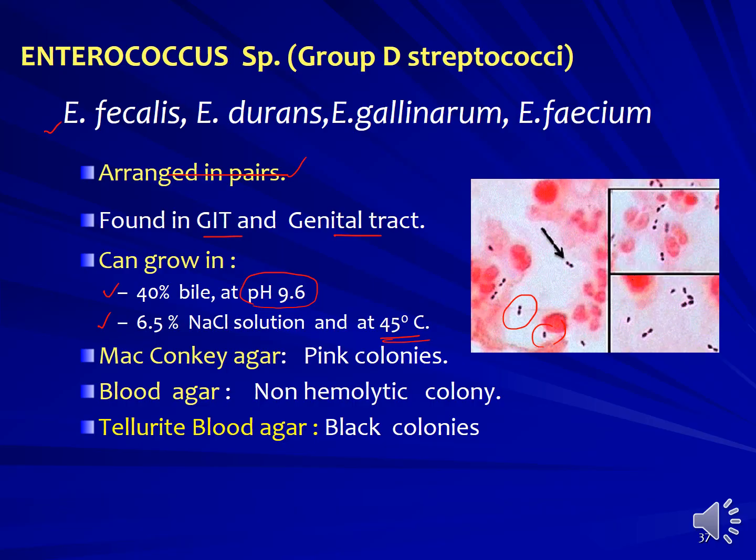Other streptococci never grow on MacConkey agar, but this Enterococcus group will grow on MacConkey agar and produce tiny pink colored colonies. On blood agar, non-hemolytic colonies are produced. On tellurite blood agar medium, you can see black colored colonies because they convert the tellurite into metallic tellurium.